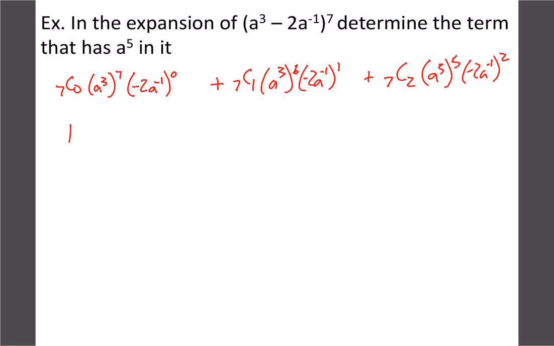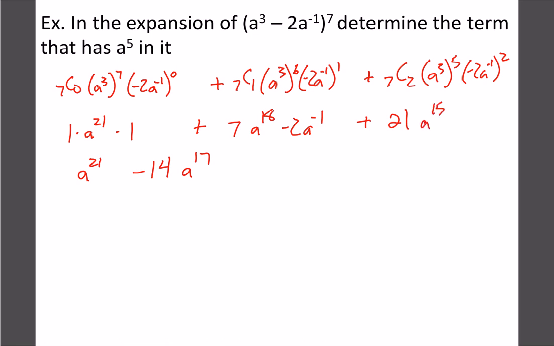So 7c0 is 1, it'd be a to the 21, and that would just also be 1. So we just have a to the 21 for our first term. Our second term, we'd have 7, a to the 18, and then we'd have negative 2, a to the negative 1. So if we combine those, that would give us negative 14, a to the 17. And let's do one more. 7c2 is 21. Then we'd have a to the 15, and then minus 2 squared is 4, a to the negative 2. So if we put those together, that would give us plus 84 a to the 13, and so on.